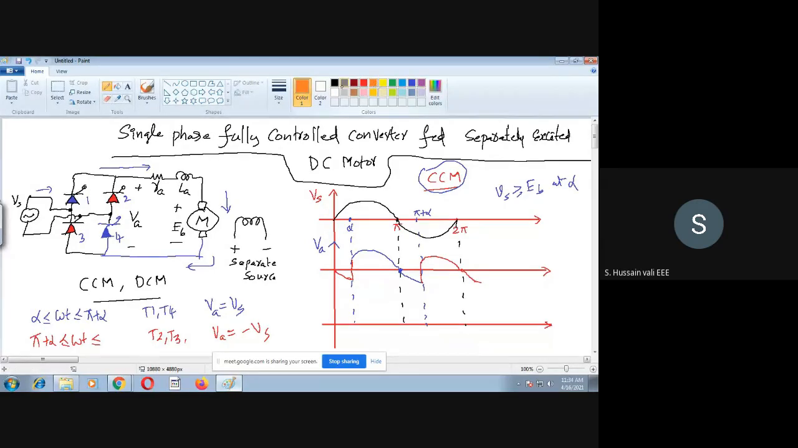If I draw the current waveform IA, what is the current waveform here? I will start at this alpha. See, the waveform is a steady state waveform, so you don't need to worry about this. It's a steady state waveform. So it will be something like this.